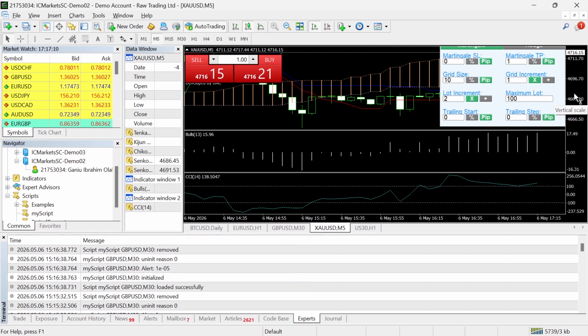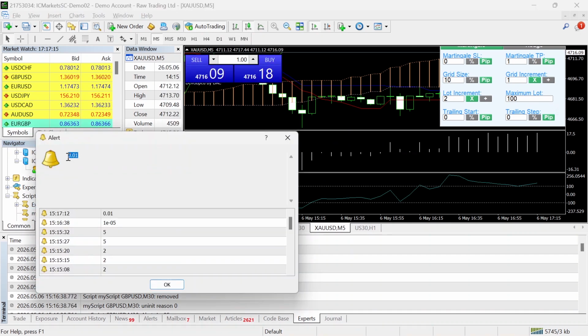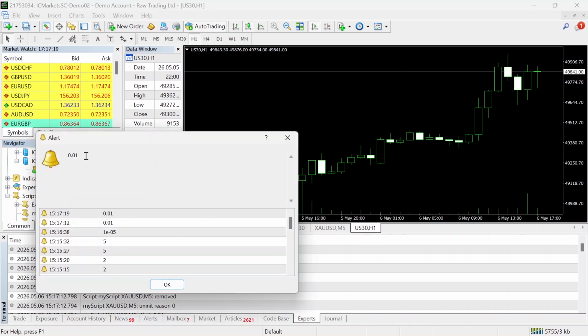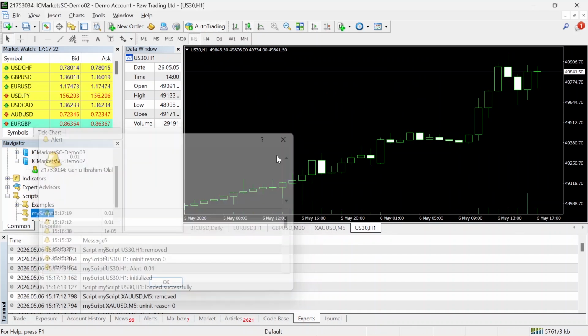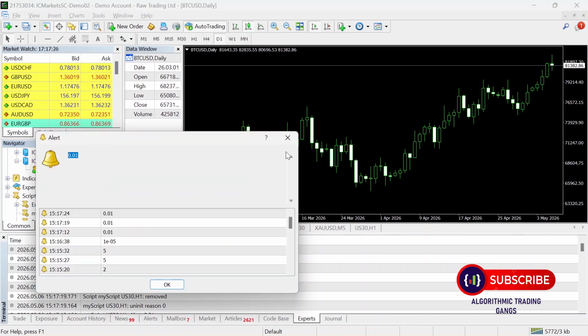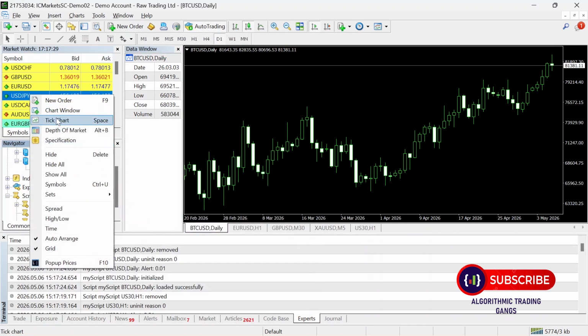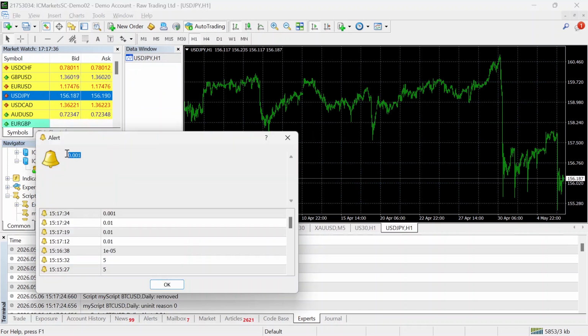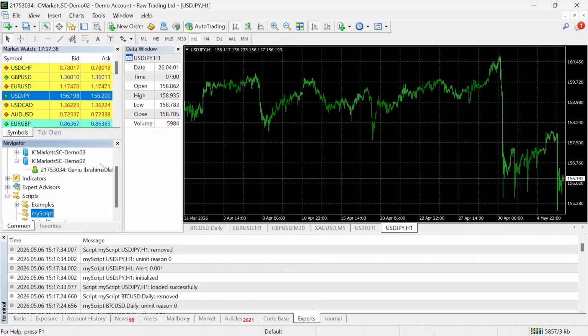Now let's go back to gold. What do you think the point will be? Let's launch and see. You can see the point is 0.001. Let's go for this one. Let's see what the point is. It is also 0.001. Let's try for USDJPY. Of course, the point will be 0.001 as well. You can see that is the point. With this point, we can automatically get the pip value of that particular symbol.